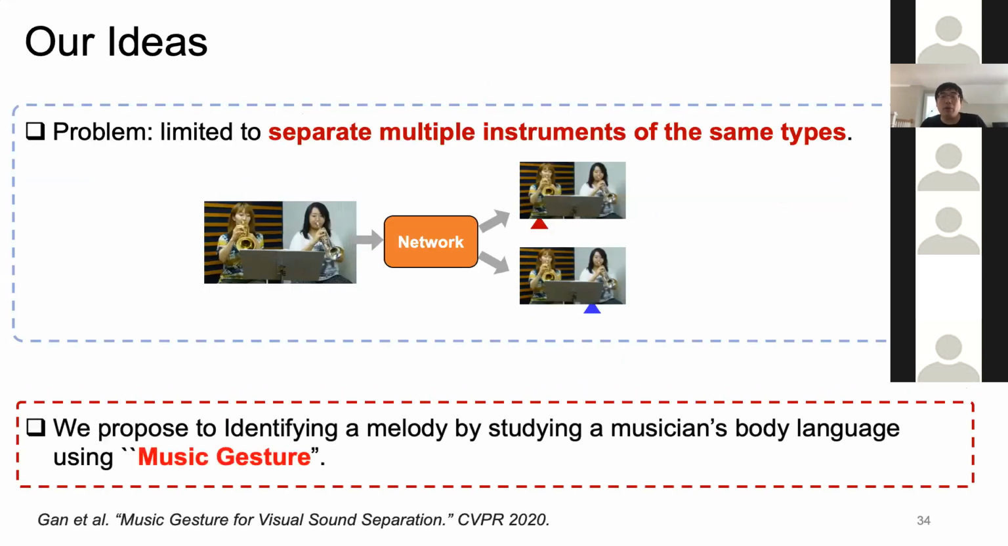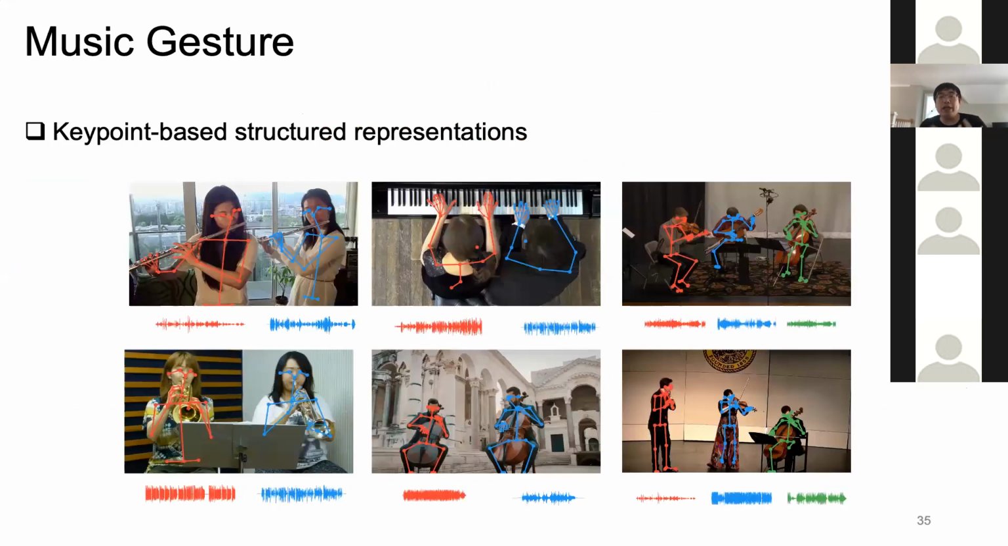To solve the problem, our idea is to use human body language, which we call music gesture, that can provide a strong visual condition for sound source separation. Music gesture is actually a keypoint based structural visual representation. Based on the keypoint coordinates changing over time, we can implicitly capture the body and finger movement of the musician when they perform the music. Using this kind of powerful representation, it could be possible to solve much more challenging cases.